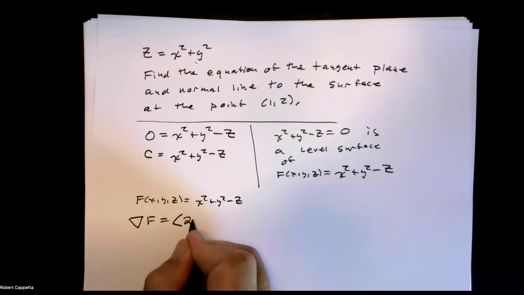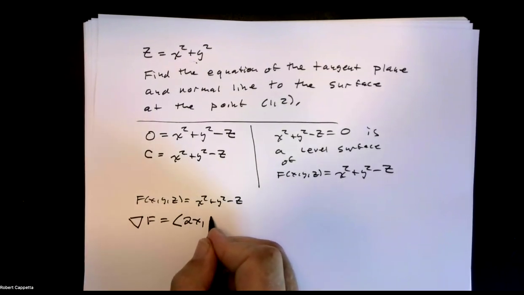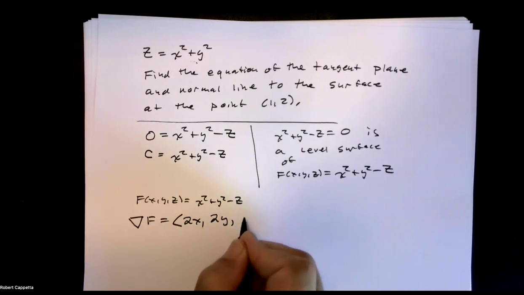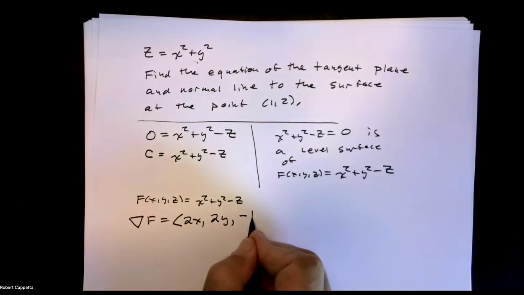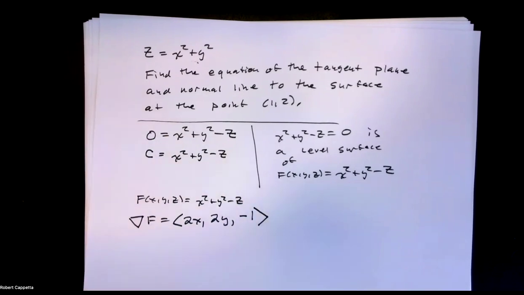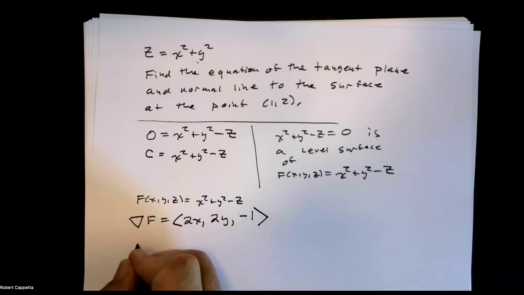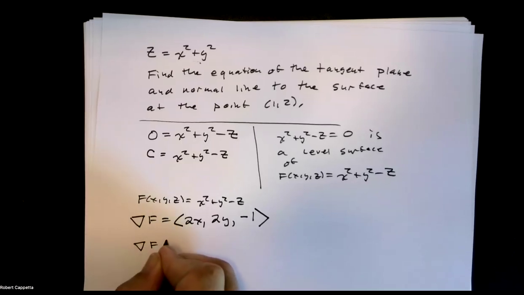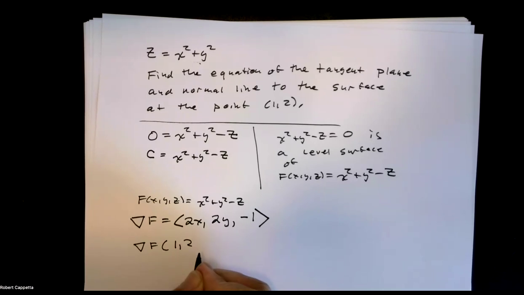With respect to x in the first slot, 2x. With respect to y in the second slot, 2y. With respect to z in the third slot, -1. Now, I was interested in this at the point 1, 2. So what is the gradient of f at the point 1, 2? What am I getting there?